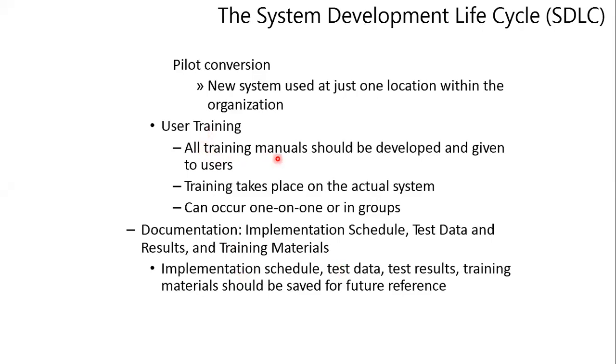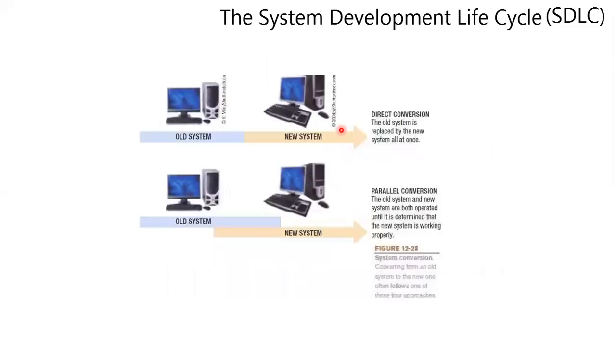User training: all training manuals should be developed and given to users. Training takes place on the actual system and can occur one-on-one or in groups. Documentation: the implementation schedule, test data, test results, and training materials should be saved for future reference. So you can see the old system and new system in direct conversion.